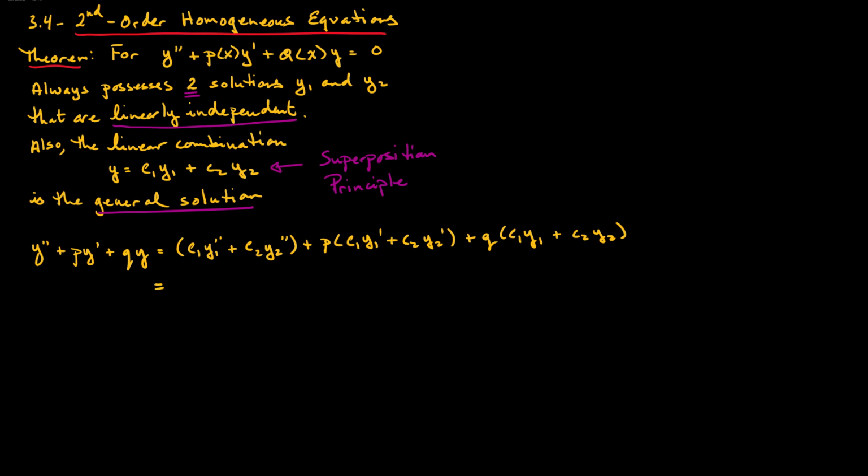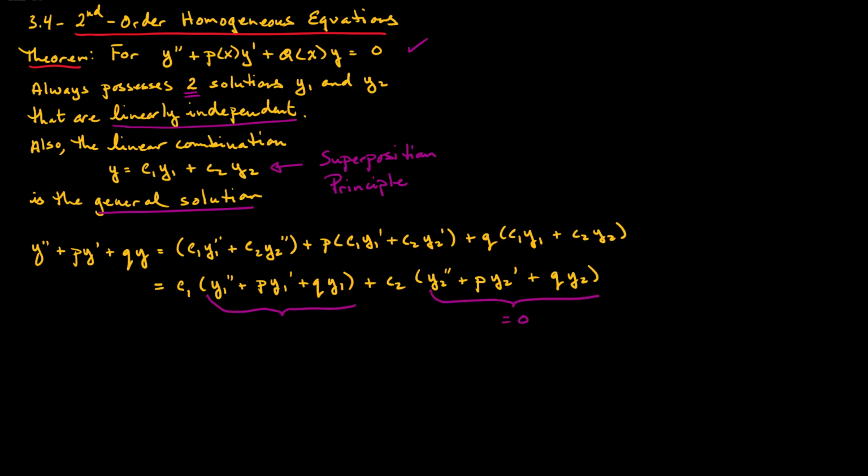And now what we can do is factor out the c1s and c2s. This leaves us with c1 times (y1 double prime plus p y1 prime plus q y1) plus c2 times (y2 double prime plus p y2 prime plus q y2). Now note that we know that y1 and y2 independently are solutions to the ODE given up here. Therefore, these bracketed terms over here are both equal to 0. Therefore, we have c1 multiplied by 0 plus c2 multiplied by 0, which is equal to 0.